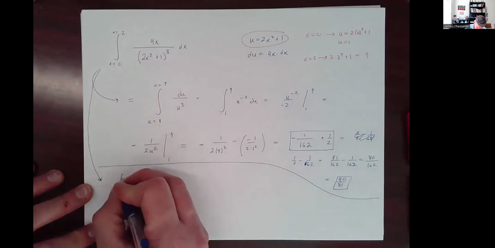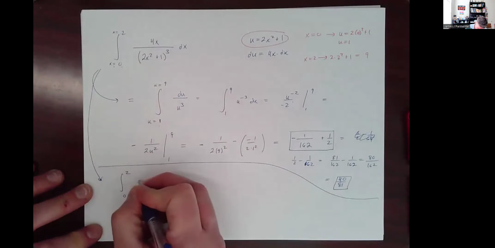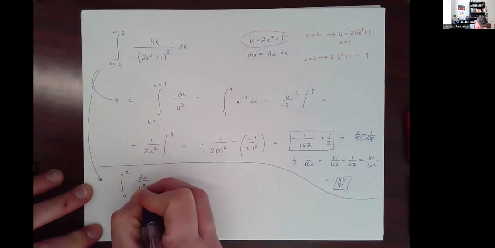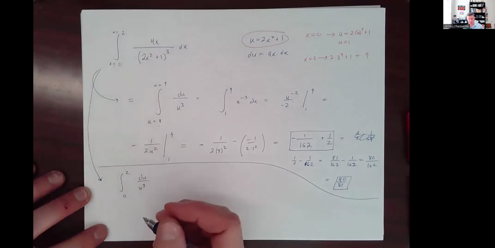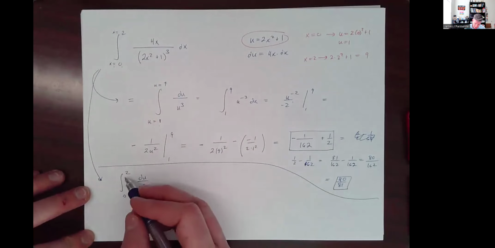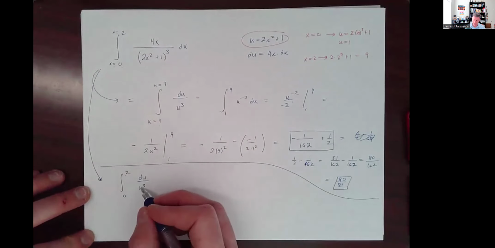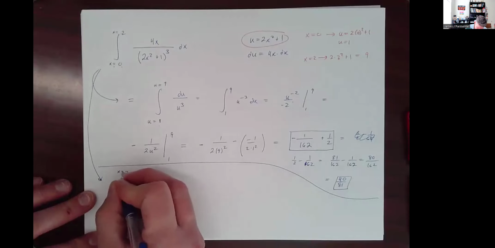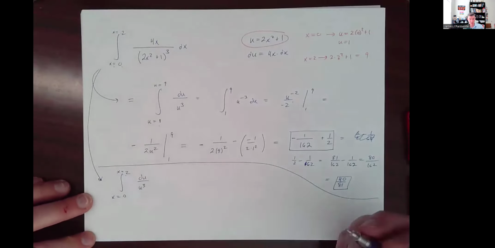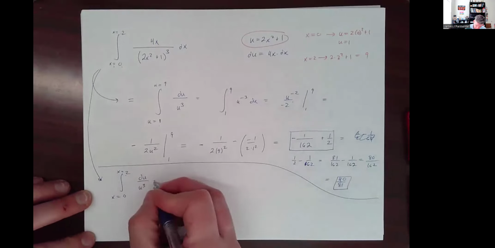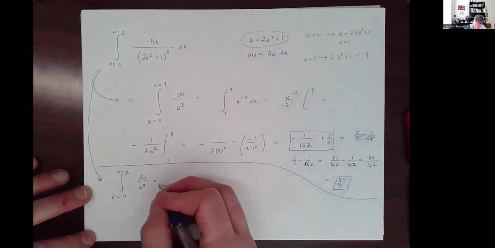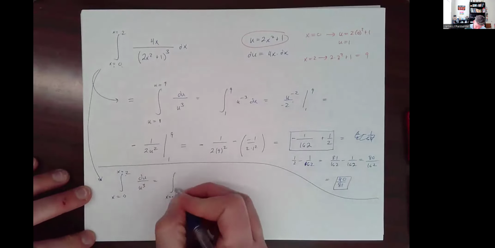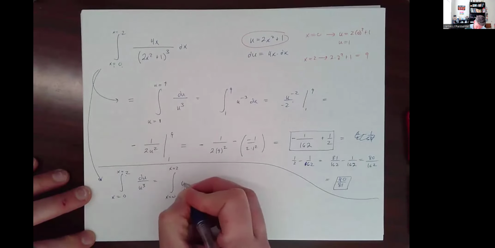Like if you write this, from 0 to 2 of du over u cubed, that's wrong. Because what you're saying is u equals 0 to u equals 2 of du over u cubed. But we know it's not u. We know those are x values. So we have to remind whoever's grading our work that we know those should be x values. So then I'd probably write this one more time, x equals 0 to x equals 2, u to the negative 3 du.